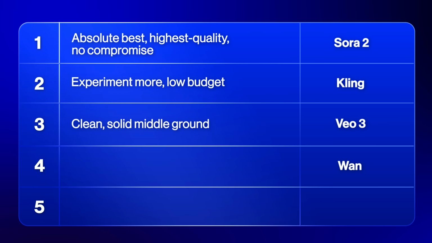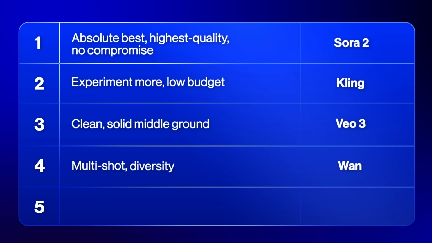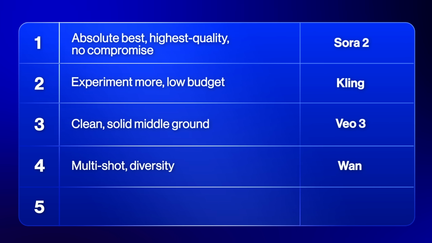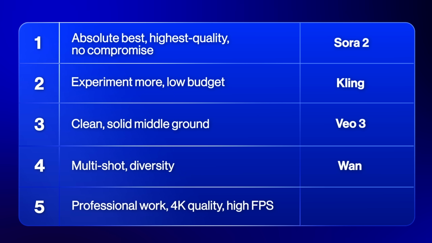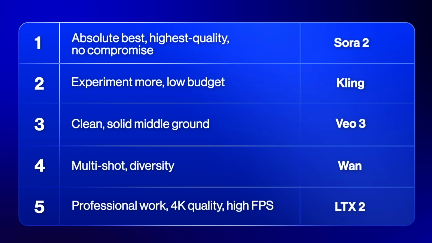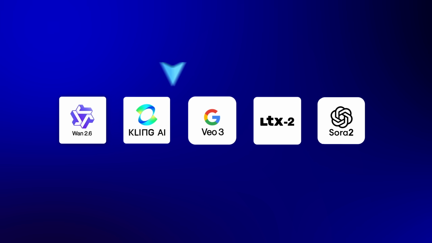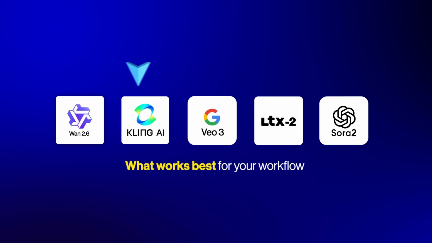Wan is also a really good model, especially with its multi-shot feature. If you're looking for that kind of diversity in your generations, Wan is definitely worth trying. And finally, if you're using AI video for more professional work and you need 4K quality and high FPS, LTX2 is the best model for you. But here's the thing, it's not really about picking one specific model or worrying about the price. What actually matters is being able to test all of them and figure out what works best for your workflow.